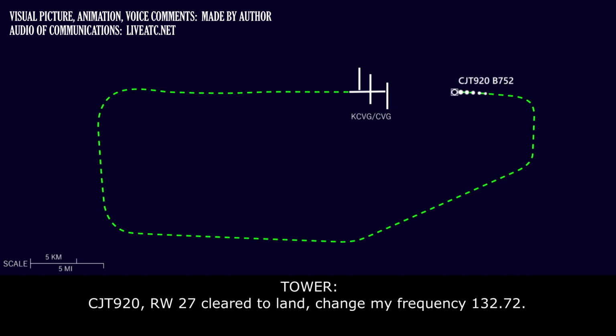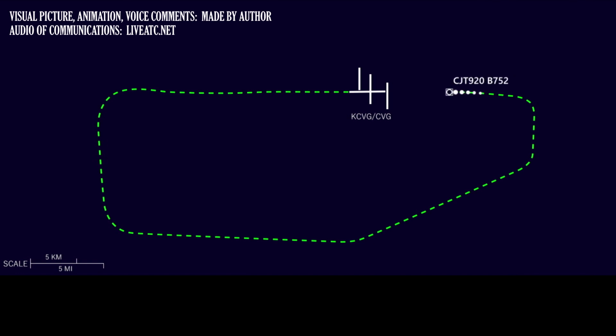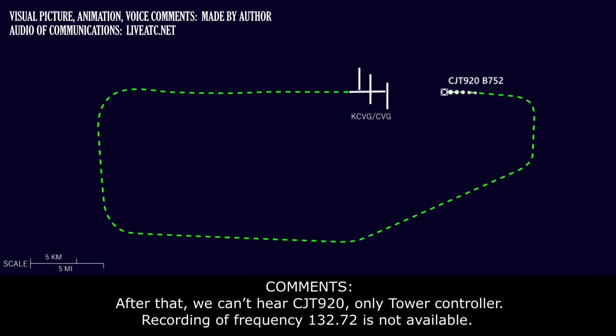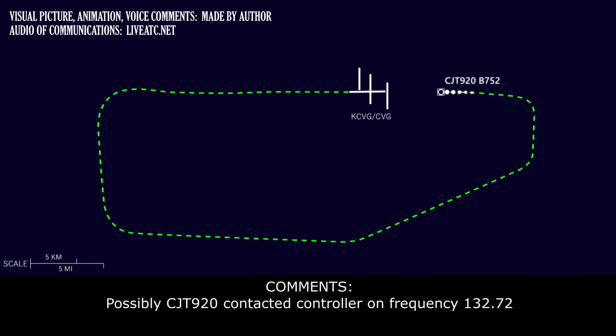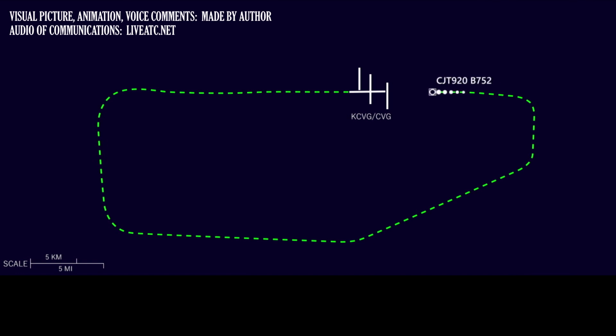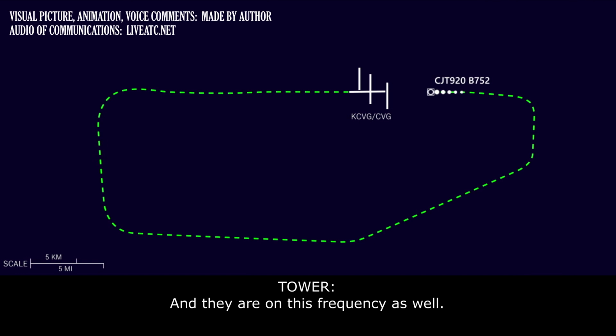CargoJet 920, runway 27, cleared to land, change to my frequency 132.72. 132.72, and cleared to land 27, CargoJet 920. CargoJet 920, roger, current wind 030 at 7, emergency vehicles are standing by, and they're on this frequency as well.